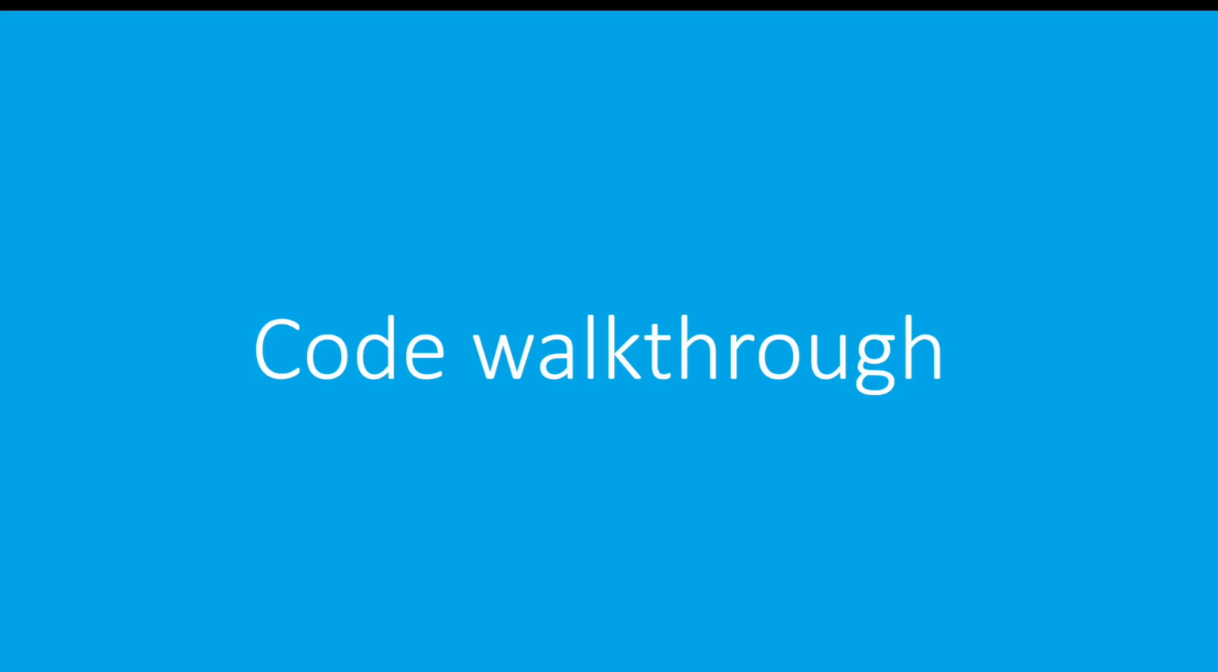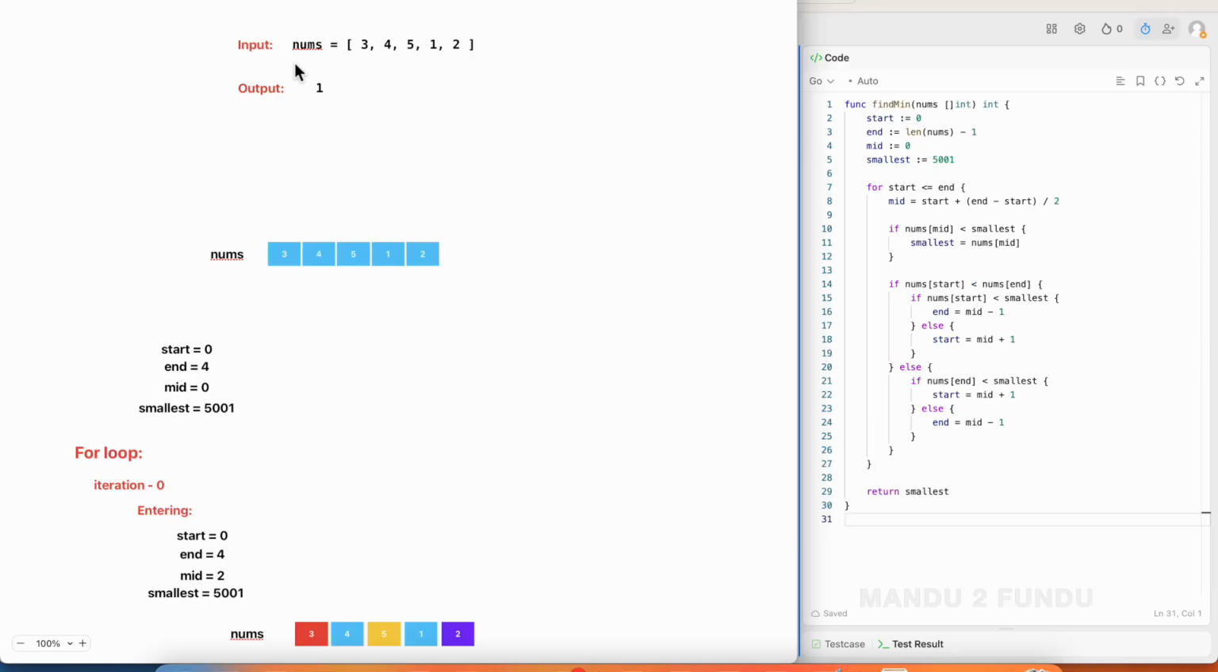Next, I'm going to do the code walkthrough with sample input. We are given the nums array with 5 elements, and 1 is the smallest number in this array, so that's why the output is 1. First we initialize start and end indexes to point to the first and the last element of the input array, in this case 0 and 4, and mid index is initialized with 0, and then the smallest variable is initialized with value 5001.